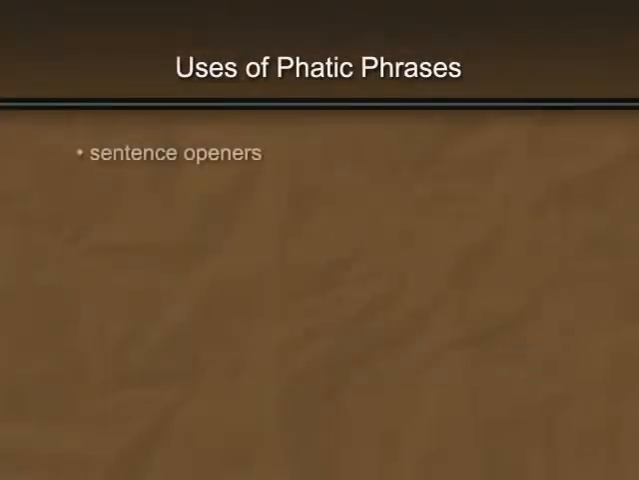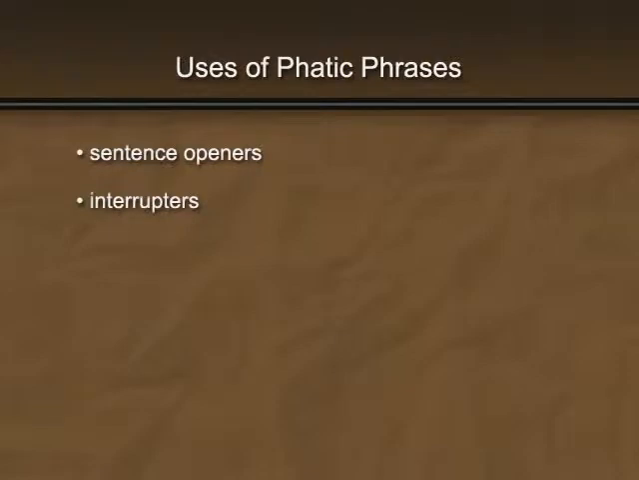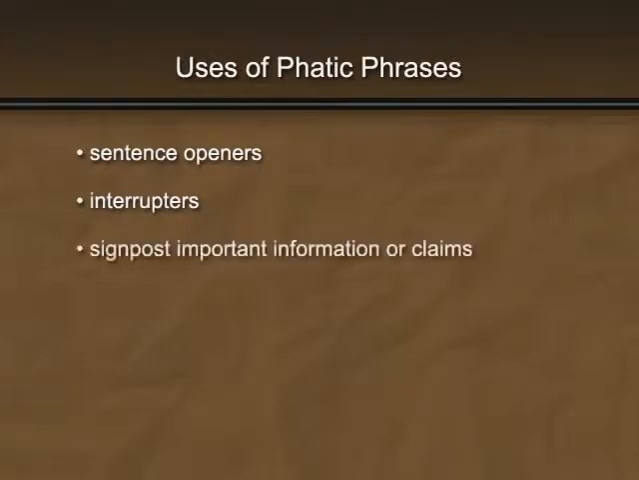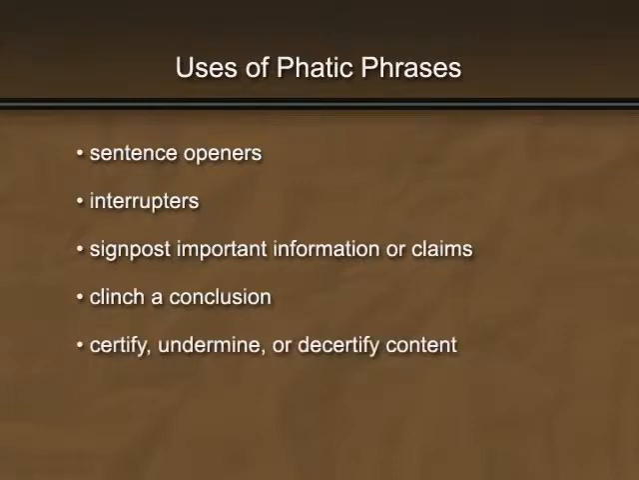Phatic phrases can be used as sentence openers. As it happens, it turns out, it occurs to me, at any rate, or these phrases can be used later in the sentence as interrupters. Phatic phrases can be used to signpost important information or claims. In point of fact, in fact, it's important to note. And they can be used to clinch a conclusion: in the final analysis, when all is said and done.